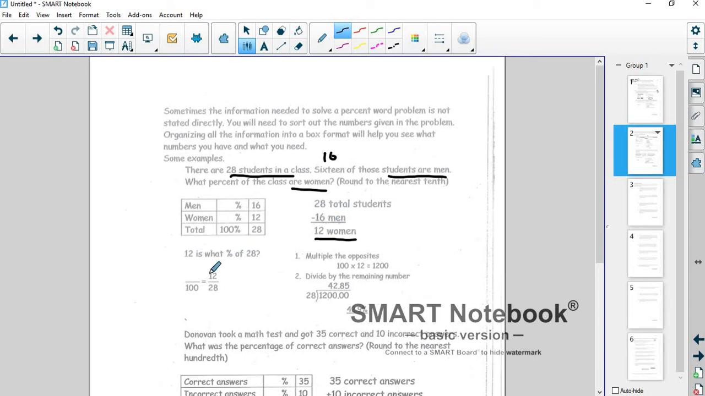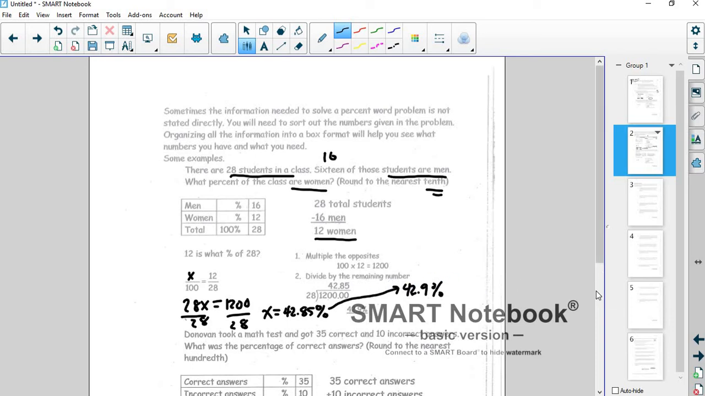12 is what percent of 28? Again, solving this, 28x equals 1,200. Divide by 28. Now, when you divide that by 28, we end up with 42.85%. If you round to the nearest hundredth, it's 85. If you round to the nearest tenth, it's 42.9%, which is what the directions said, 42.9% of the class.